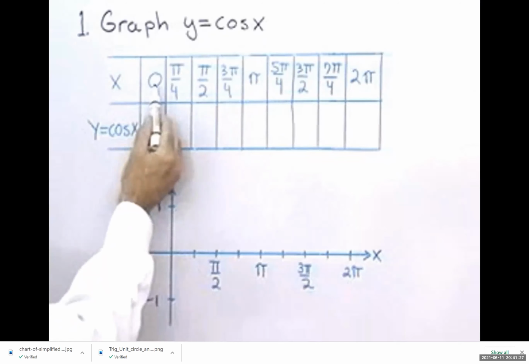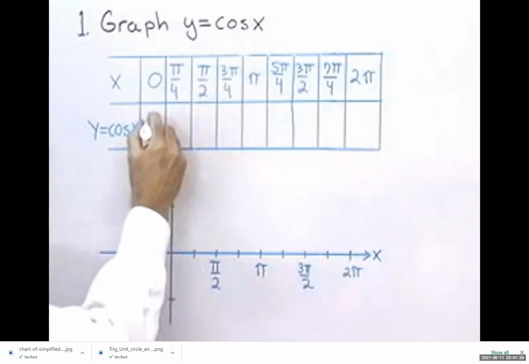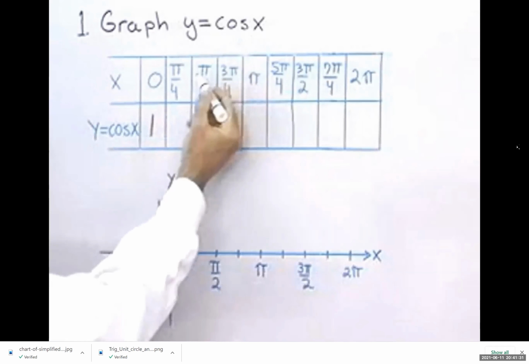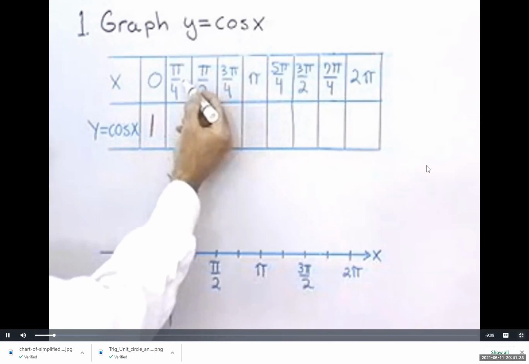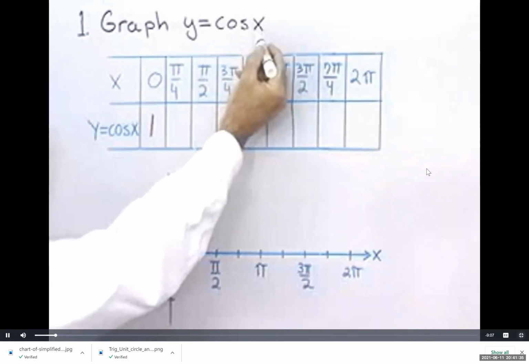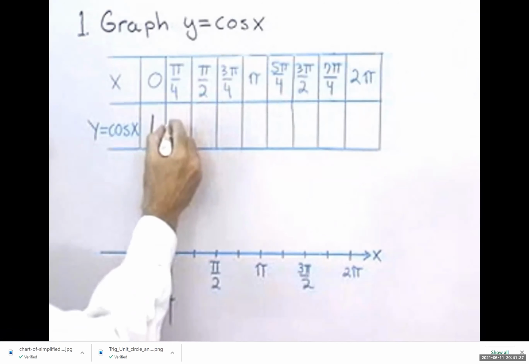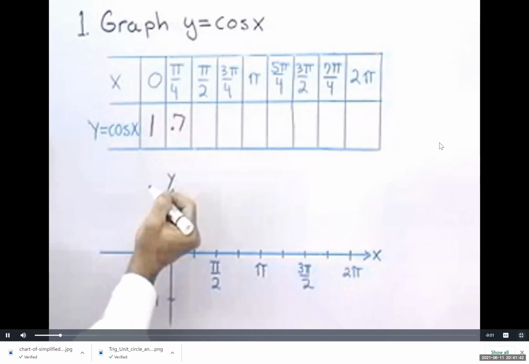I know when x is equal to 0 that cosine of 0 is 1. When x is equal to pi over 4, which is 45 degrees, cosine of x is going to be equal to 1 over square root 2, which is about 0.7.